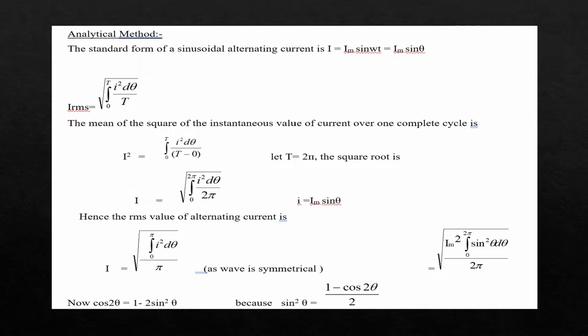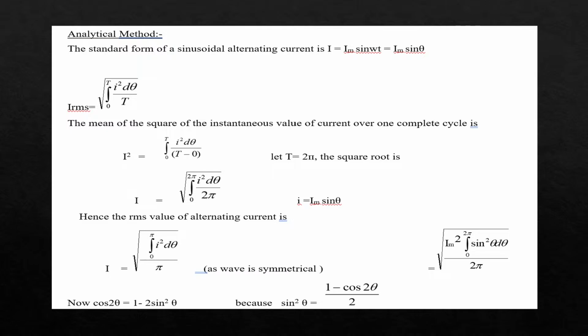Integration from 0 to T of I square d theta upon T minus 0. Here 0 is the initial value and T is the final value, which is the time period. Let T equal 2 pi, because we are assuming that the time period or the base value is 2 pi seconds.